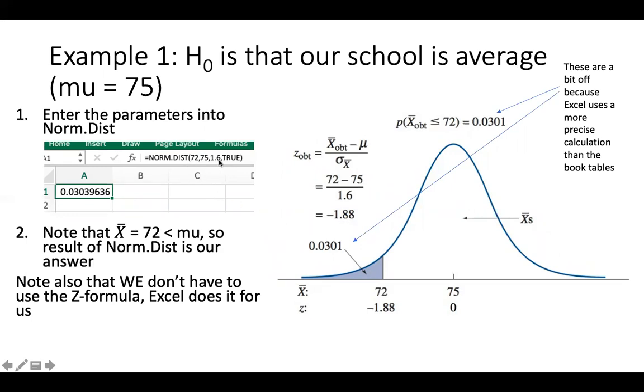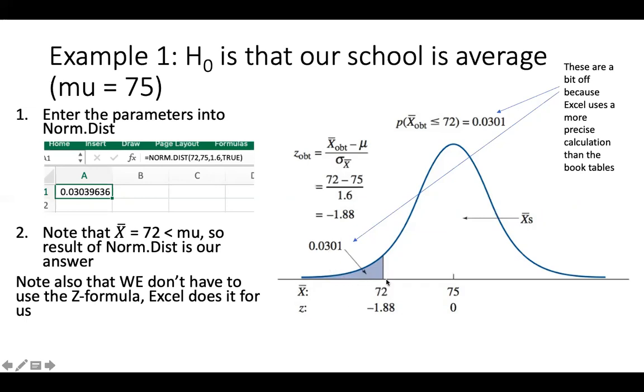We just put those three numbers into norm dist with true, and notice that our sample mean is less than mu. So this is actually our p-value. This is our answer. Our one-tailed probability value is 0.0304. It's a little off from the table in the book because the table in the book is less precise. But I want you to look at this picture.